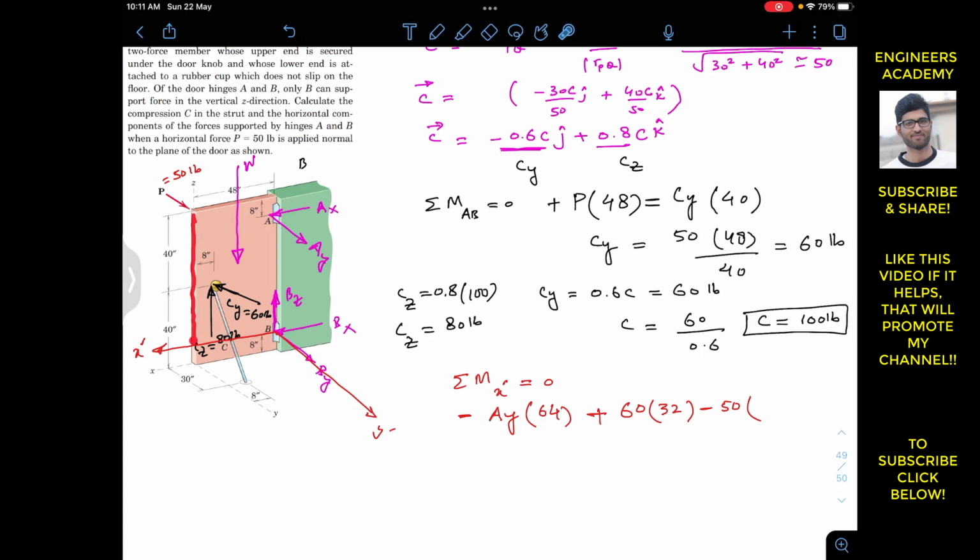So the perpendicular distance is this distance. This is the total 80 distance minus 8. So the perpendicular distance of P from the X dash axis, or from hinge B, is 72. So this is equal to 0.